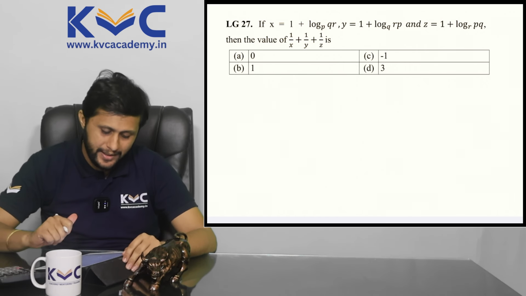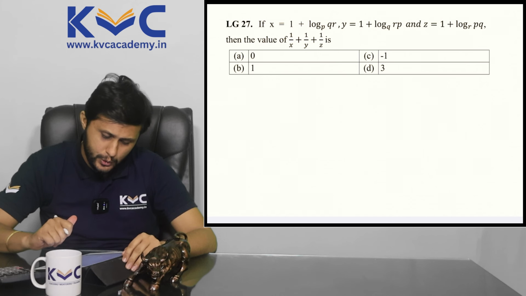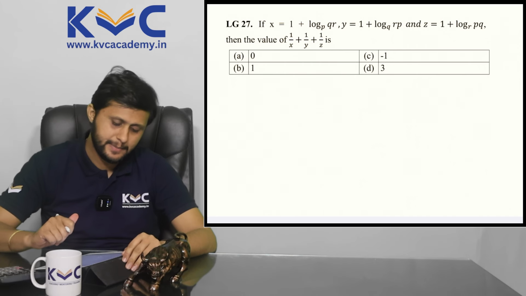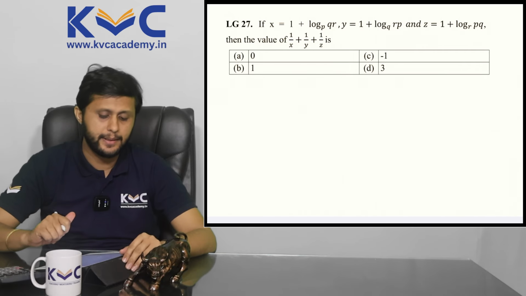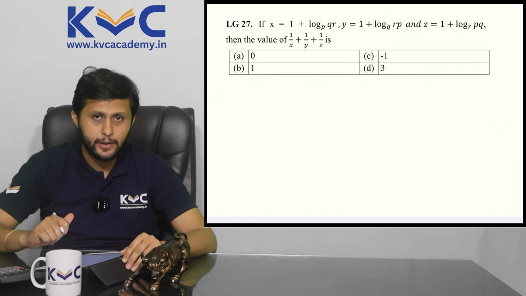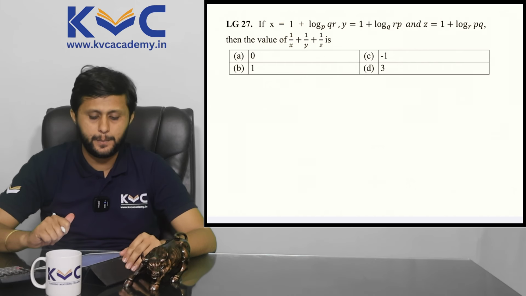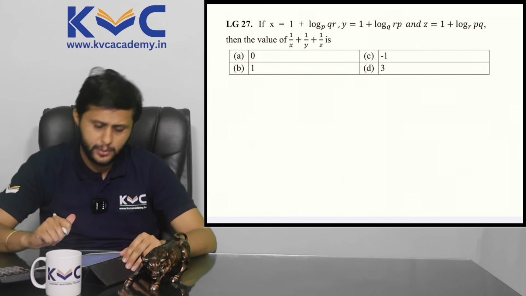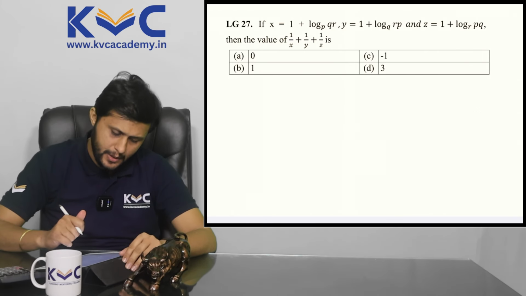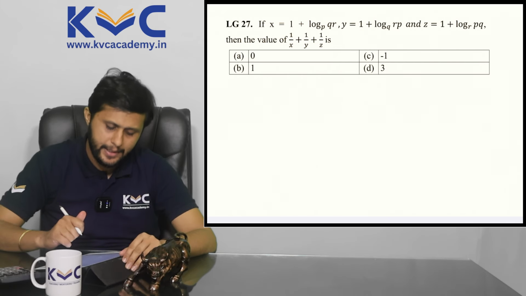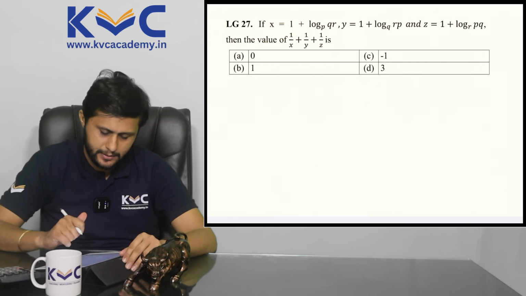X is equal to 1 plus log QR to the base P. Y is given to be 1 plus log RP to the base Q. And Z is given to be 1 plus log PQ to the base R. We have to find the value of 1 by X, 1 by Y and 1 by Z.